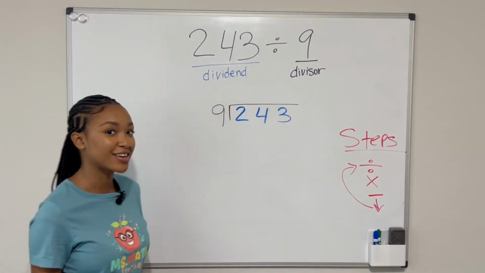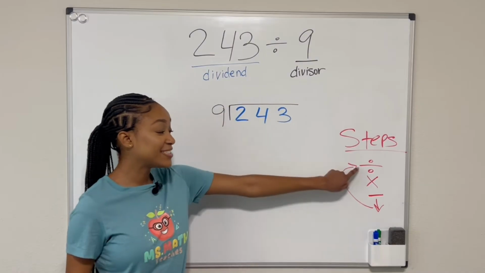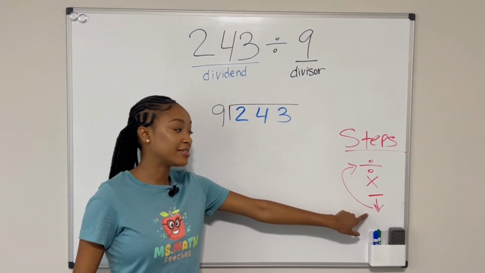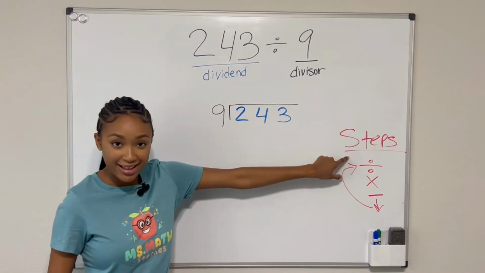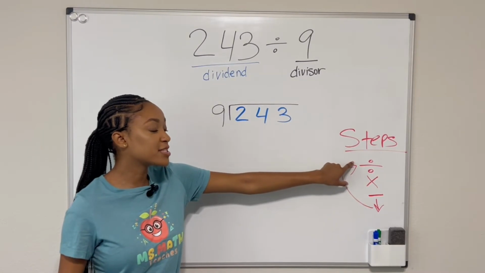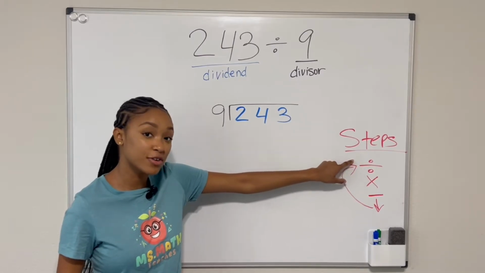Now for that song. The song goes like this. Divide, multiply, then subtract. Bring it on down and bring it on back. This arrow, bring it on back. That part of the song tells me to start over.